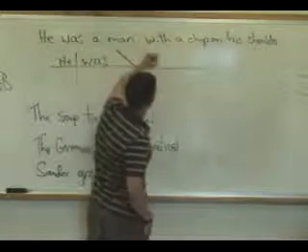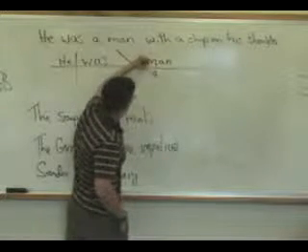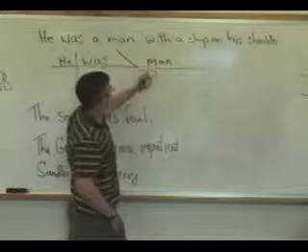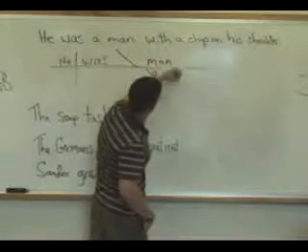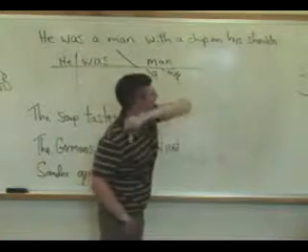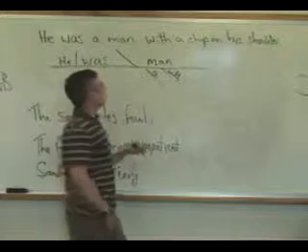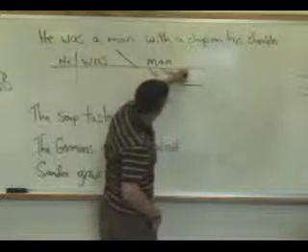He was man. What kind of man? A man. So that's an adjective descending from man. And what kind of man? A man with a chip on his shoulder. So this is an adjectival prepositional phrase, modifying man, with chip.